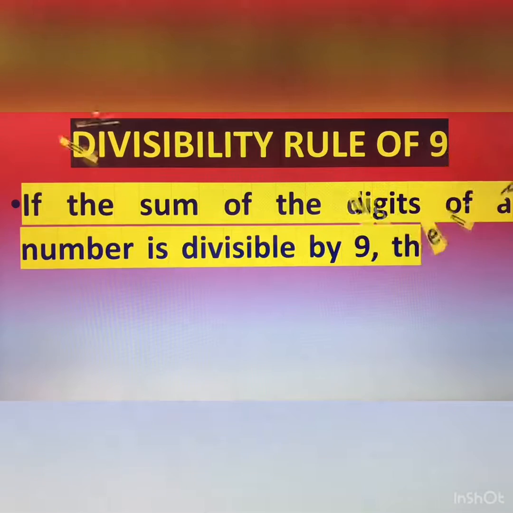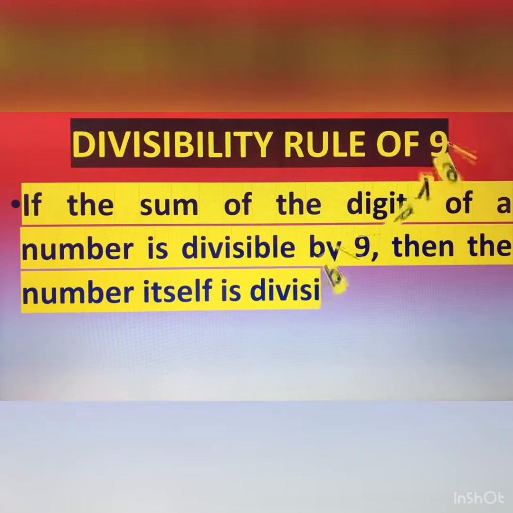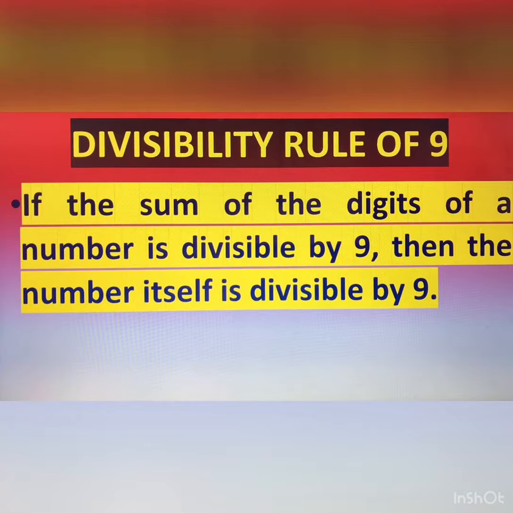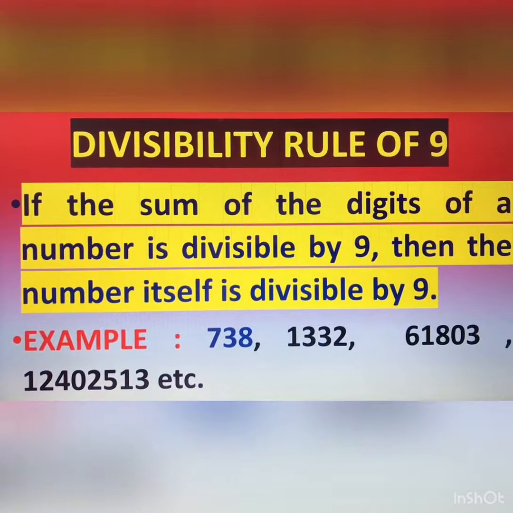Now moving on to the next divisibility test, of 9. If the sum of the digits of a number is divisible by 9, then the number itself is divisible by 9. So dear, let us try to understand it with an example. 738. 738 means find the sum. 7 plus 3 how much? That is 10. 10 plus 8 how much? 18. And 18 is divisible by 9, therefore this number is also divisible by 9.